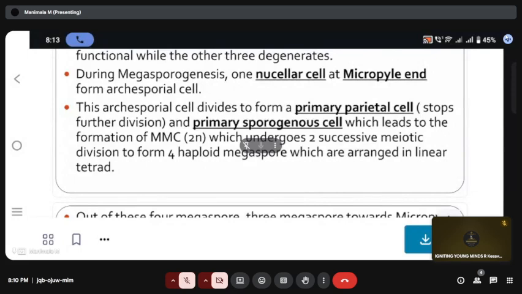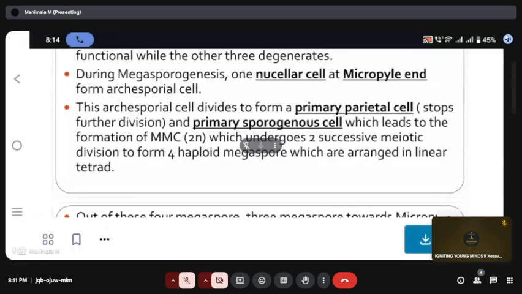Sometimes the archisporial cell does not undergo division. If it undergoes division, it will form primary parietal cells and sporogenous cells. But in most angiosperms, it directly acts as the mother cell. Now this sporogenous cell, the mother cell, undergoes what? Reduction division, successive meiotic division, to form what? Four haploid megaspores are formed.